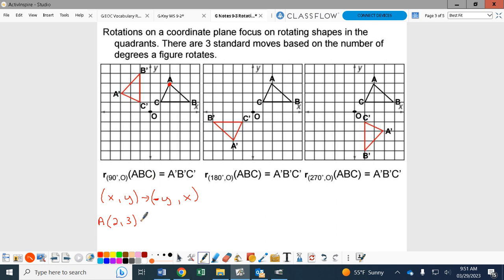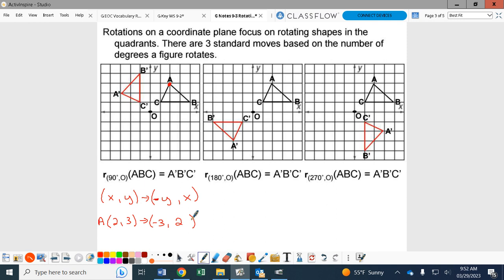So do that to the A down here, guys. Switch them. Change the one that you put in front to the opposite of whatever it was. What's the new ordered pair going to be? Negative 3, 2. That's it. Negative 3, 2. You just did it.